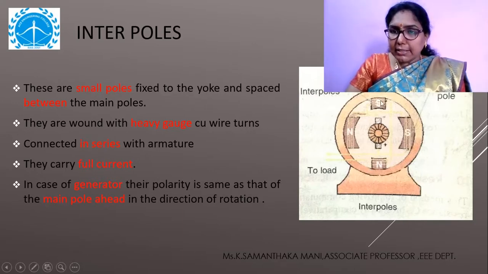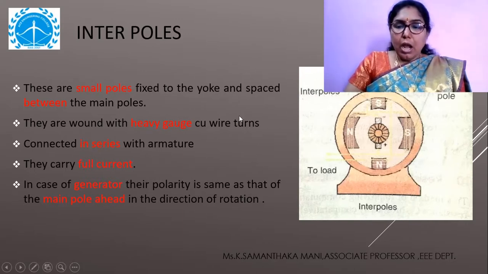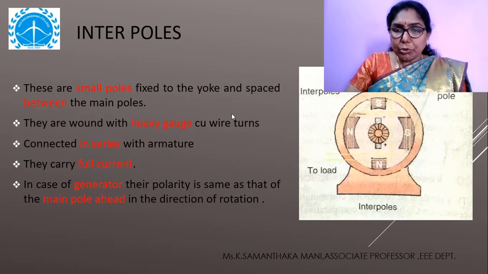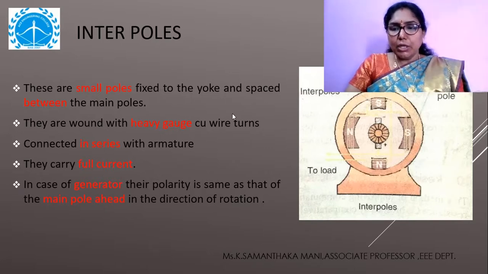These two are called interpoles. They are small in size when compared with the main poles, right? These are placed in between the main poles. So let me give you the explanation about the interpoles: what they are, what their location is, how they are connected, and how an EMF gets induced in the opposite direction to the reactance voltage, which is what we require.